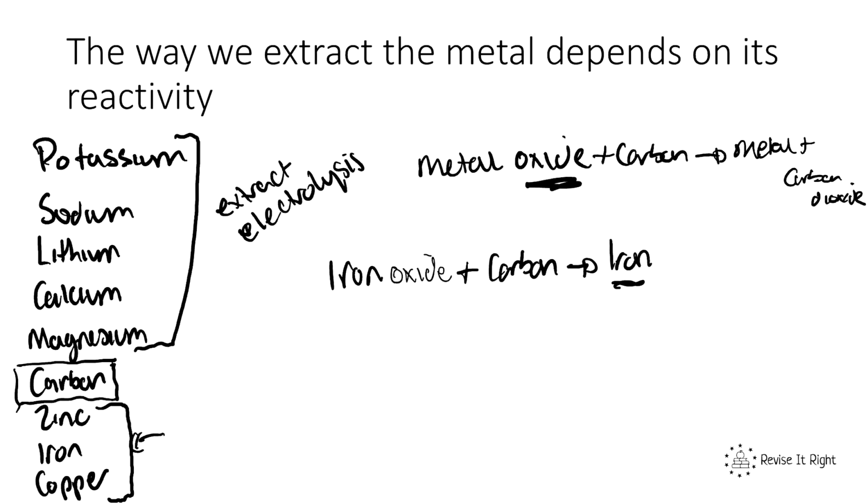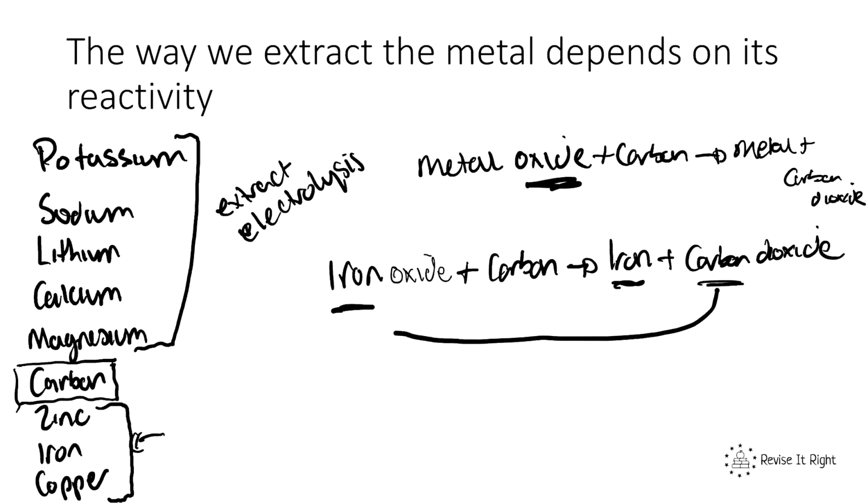We want our iron on its own. We've got that, plus carbon dioxide. So because carbon is more reactive than iron, it will take the place of the iron and bond with the oxygen itself to form carbon dioxide.